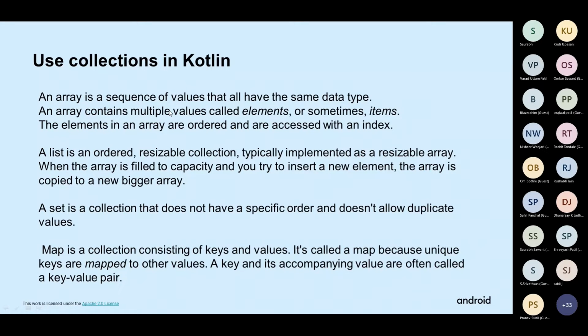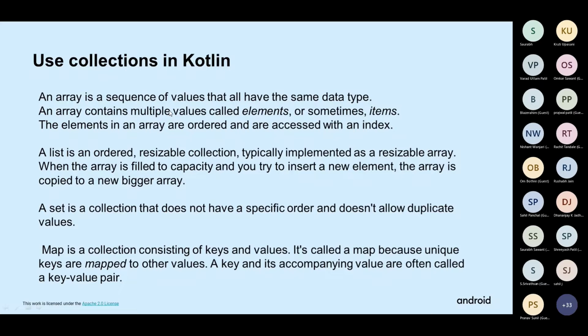After that, we have set. A set is a collection that does not have a specific order and doesn't allow duplicate values. For example, a set has all unique values. Like in an array, we can have repeated values: in one array, we can have 1, 2, 3, 4, 1, 7, 8, 4, 3, like that.